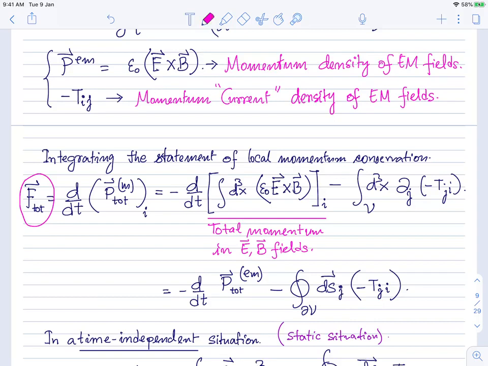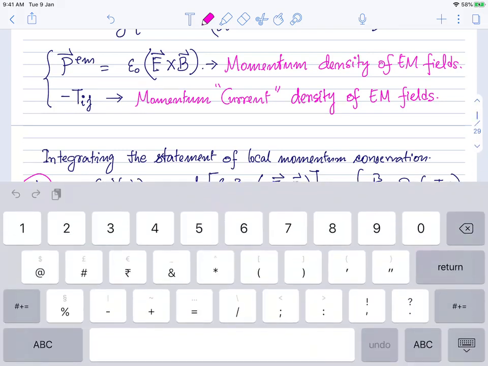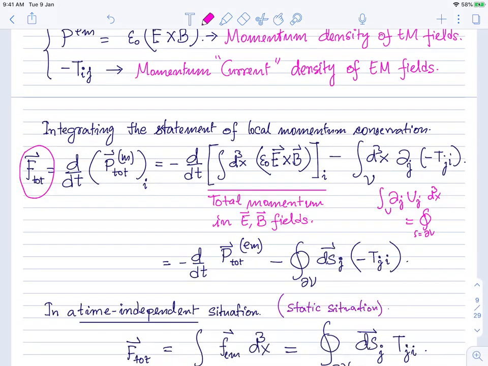Let me just remind you what happens for the usual divergence theorem. The usual divergence theorem is the volume integral of del dot J over the volume V. This is equal to the surface integral, where S is the closed surface, the boundary of the volume V, and we take the dS vector and dot it with J.